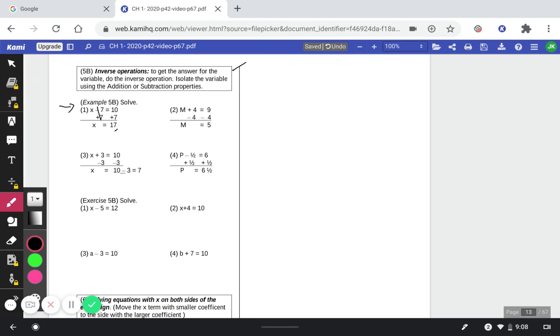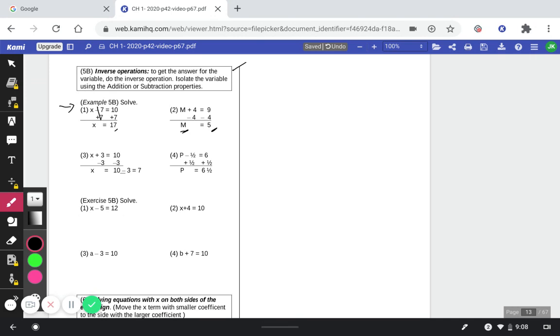Good. Number 2, you have m plus 4 equals 9. So m is with a plus 4 on the left side of the equal sign, so the inverse of that is minus 4 on both sides. In that way, you can isolate m alone on the left side of the equal sign. The right side becomes 9 minus 4, which is 5. So the solution is m equals 5, or root.